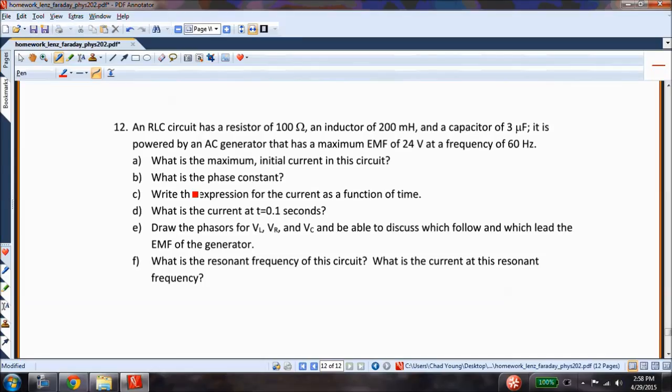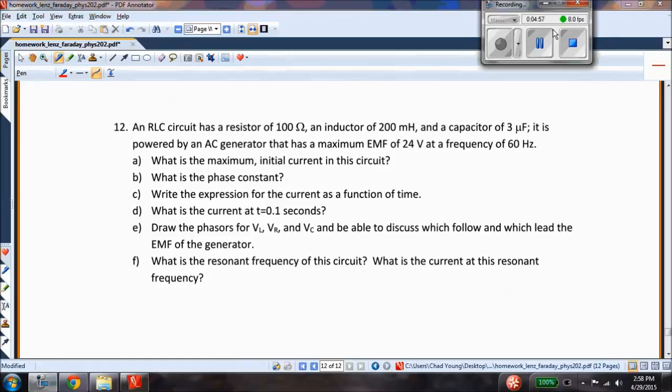And let's see here, we'll do this last question. An RLC circuit has a resistor of 100 ohms. Actually, I'm going to hold off and do this in just a little bit.